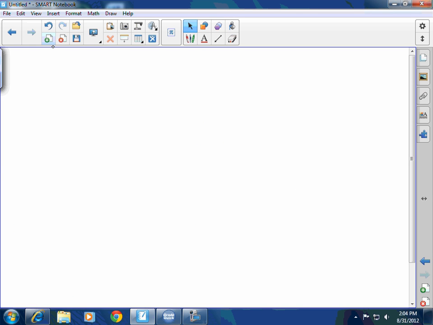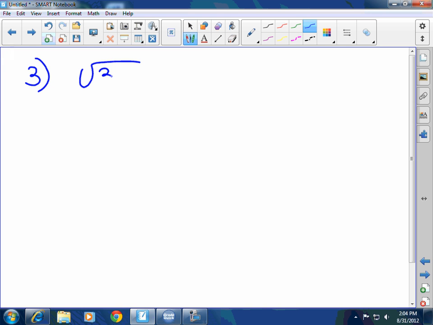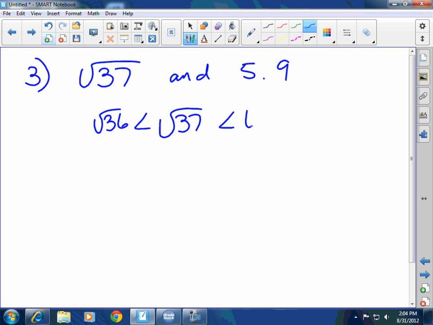Okay, for number 3, most of us got this one right. Let me just go through it real quickly. Square root of 37 and 5.9. I want to compare them. Well, square root of 37 is between the square root of 36 and the square root of 49. Square root of 36 is 6. Square root of 49 is 7. So the square root of 37 is between 6 and 7. It's way closer to the 36, so we're going to start with 6.1.